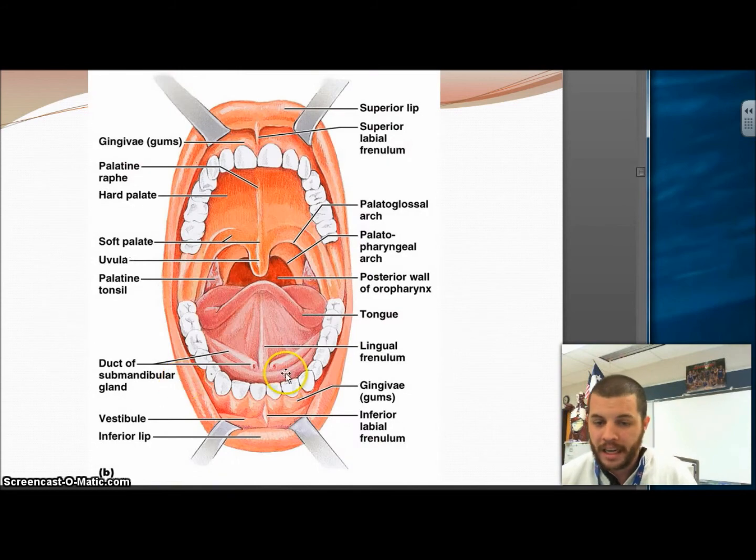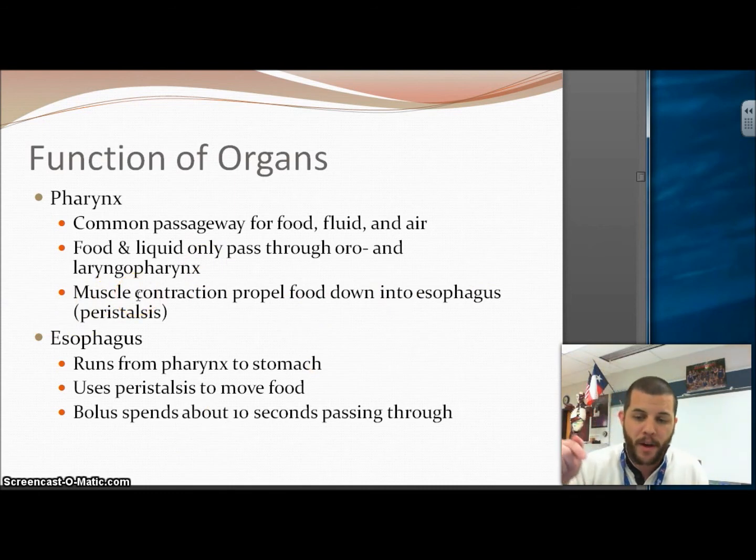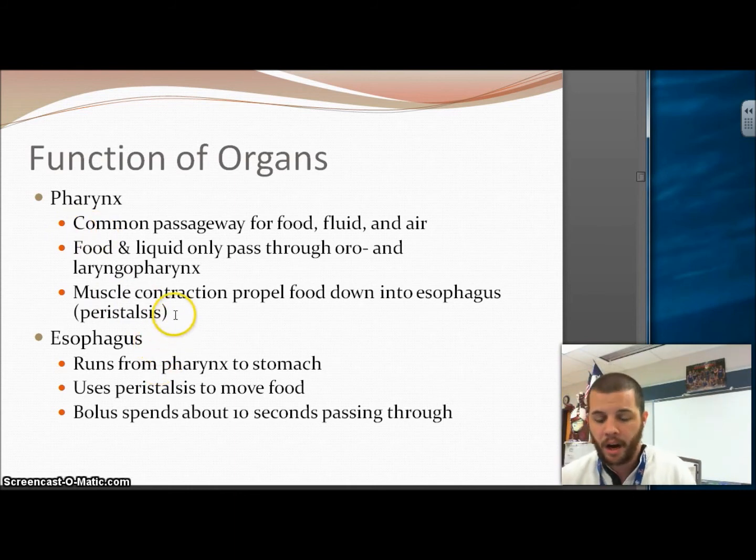Awesome. All right, continuing on, we've got the pharynx and the esophagus. The pharynx is a common passageway for food and fluid and air and all of that stuff that's going to be going down towards the main rest of your body, okay? We're mainly focusing on food at this point, but either way, it says food and liquid only pass through the oro and laryngopharynx, okay? And then the muscle contraction, known as peristalsis, is going to propel food down into your stomach. Okay, so theoretically, even if you were sitting on your head or standing on your head and you tried to eat, theoretically that food would still enter your stomach because of peristalsis.